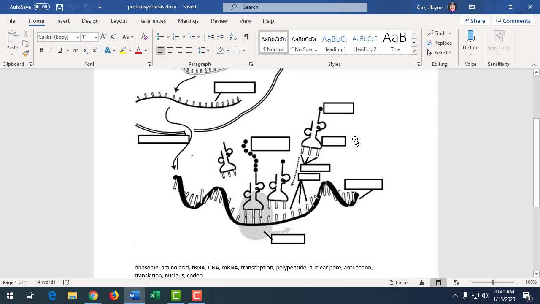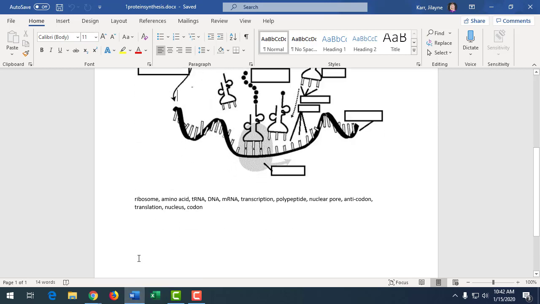And then what do we call this little dot here? Amino acid. What do we call this whole structure here? tRNA. And what do we call this growing chain here? Polypeptide. What do we call the 3 nitrogen bases on a transfer RNA? Anticodon. 3 nitrogen bases on mRNA is called codon. And this process that's occurring here, translation, and this structure, ribosome.